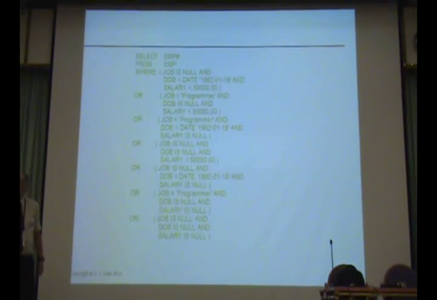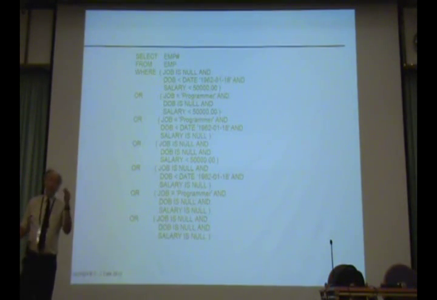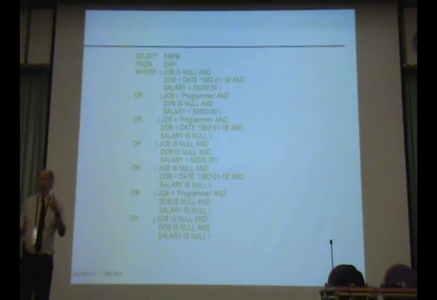You see, this is what you'd have to do if you didn't have maybe. You'd have to say, job is null, and the other two conditions are true, or the date of birth is null, and the other two are true, or the salary is null, and the other two are true, or the job and date of birth are both null, and the other one is true, and on and on and on. That's why you want maybe. So what I'm saying is, if you support three-value logic, which I don't think you should, but if you do, you should do it right. And doing it right includes supporting the maybe operator.